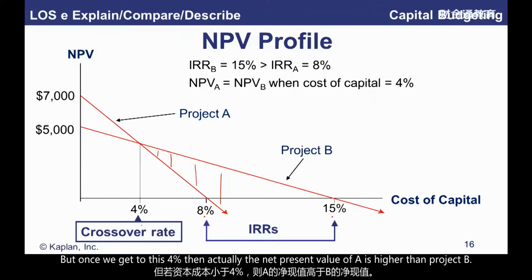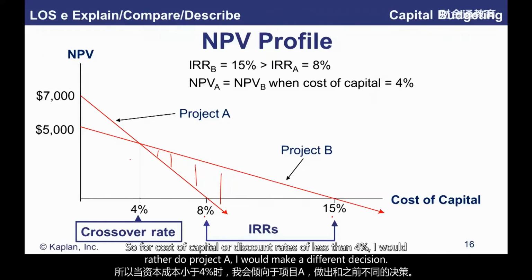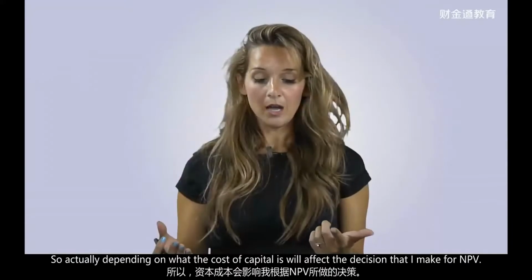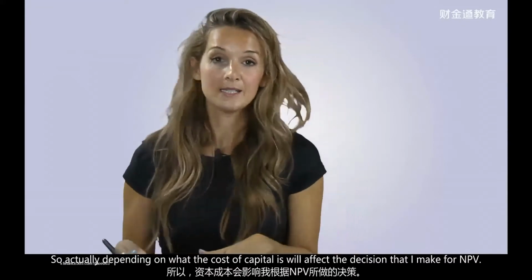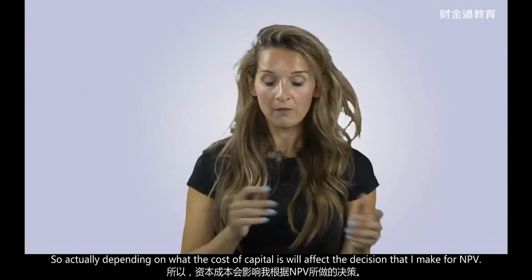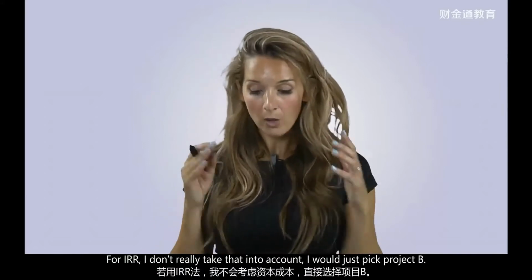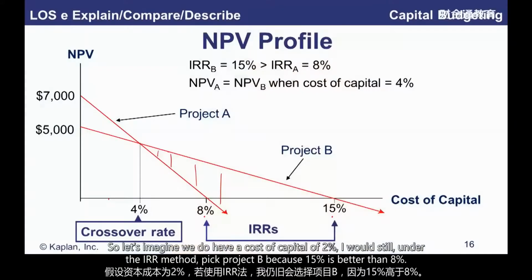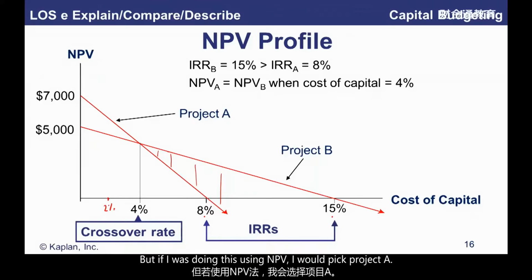But once we get to this 4%, the net present value of A is higher than project B. So for cost of capital or discount rates of less than 4%, I would rather do project A. I would make a different decision. Depending on what the cost of capital is will affect the decision that I make for NPV. For IRR, I don't really take that into account. I will just pick project B. So let's imagine we do have a cost of capital of 2%. I would still, under the IRR method, pick project B because 15% is better than 8%. But if I was doing this using NPV, I would have picked project A. So we are coming up with different decisions.